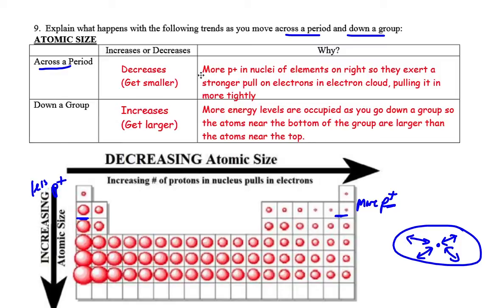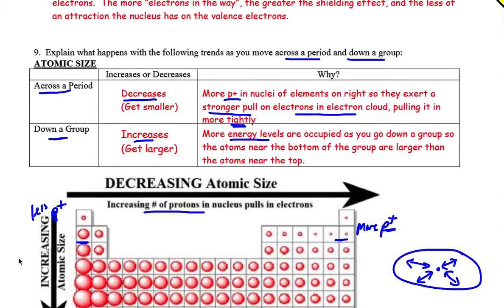So when you go across a period, they actually get smaller because there's more protons, they exert a stronger pull, and those electrons in the cloud are pulled in more tightly. As you go down a group, it gets bigger. And it gets bigger because we have more and more energy levels. So the size does increase. So you should have a clue about what happens to the size when you go across and why. And it's always increased number of protons. And when you go down, it changes because you keep adding energy levels. So there's more energy levels here. These guys are bigger than those guys.